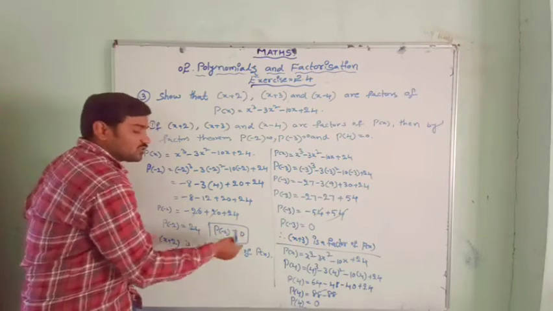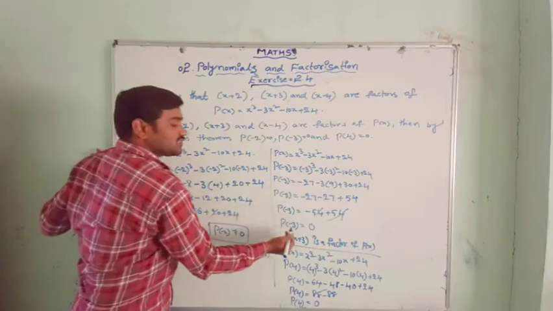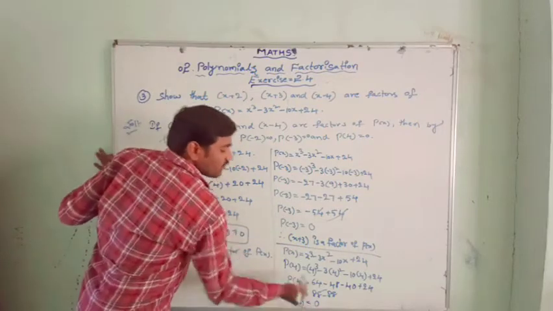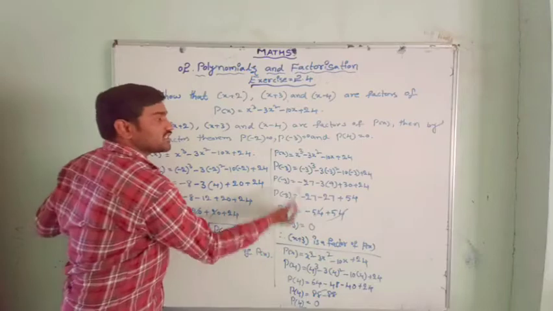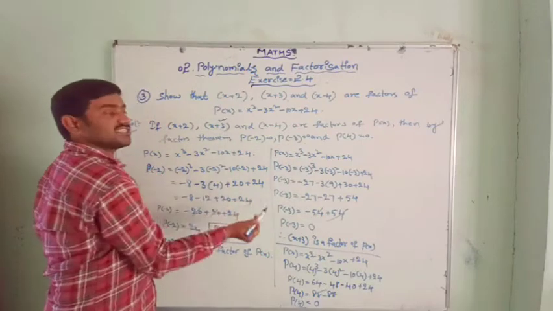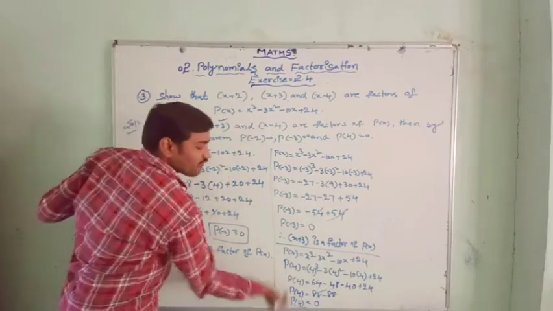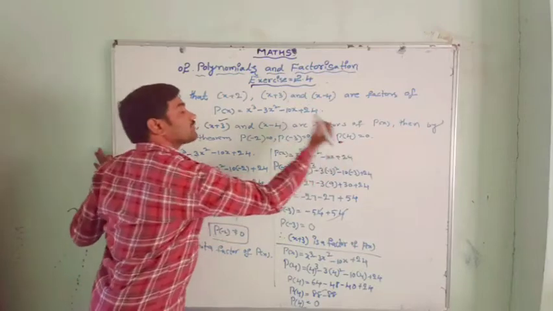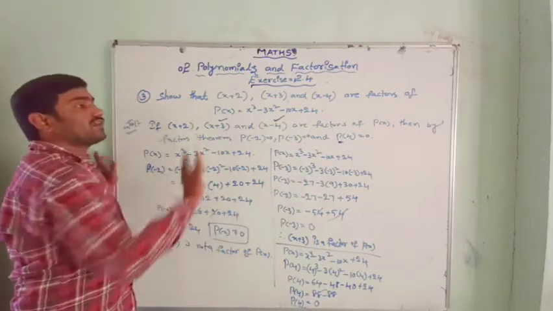If it is equal to 0 then it is a factor. See, in these two conditions, p of minus 3 equal to 0 and p of 4 equal to 0. So if p of minus 3 equal to 0 then x plus 3 is a factor of given polynomial. If p of 4 equal to 0 then this x minus 4 is a factor of given polynomial.